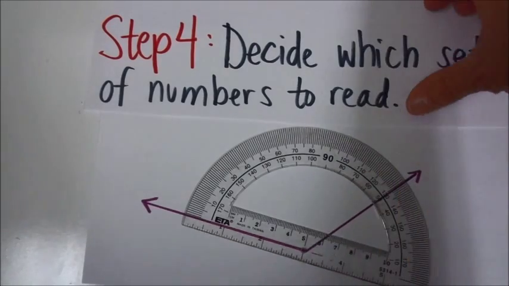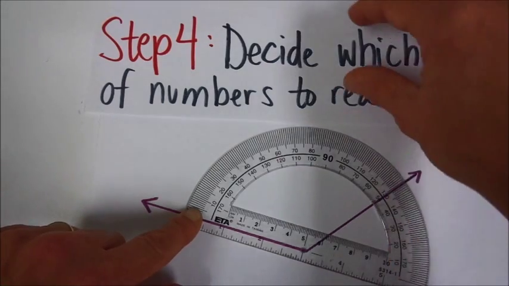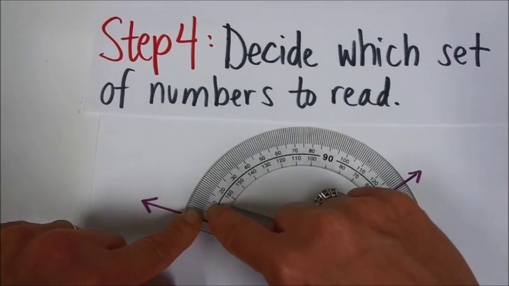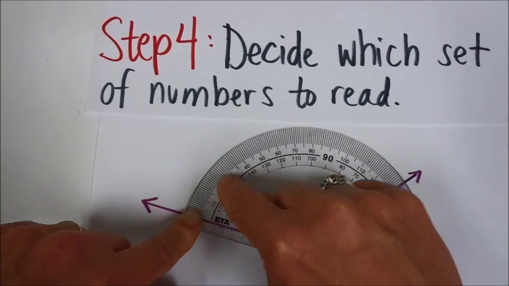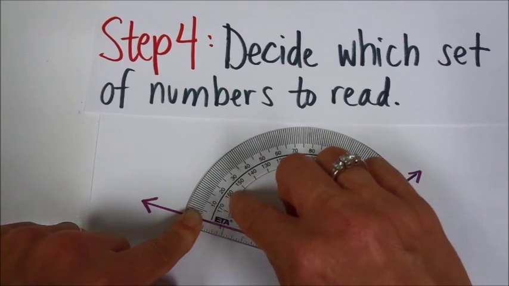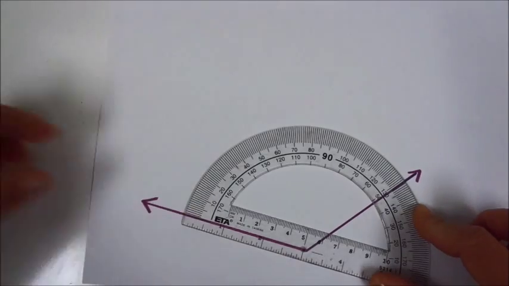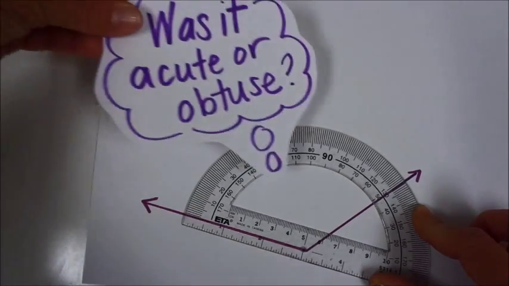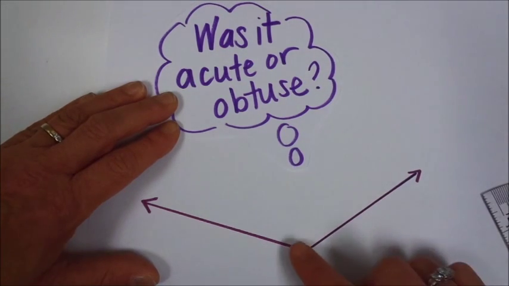But the thing that I can do to help myself know which set of numbers I'm going to look at, because one set is increasing, this is going from 10, 20, 30, 40, 50. This is decreasing, 170, 160, 150. And the way I can decide that is to ask myself, was it acute or obtuse? So when I remove my protractor, is this greater than or less than 90 degrees?